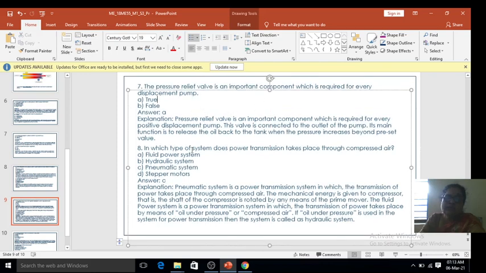Answer is definitely yes. So next question is, in which type of system does power transmission take place through compressed air? He has given four answers: a fluid power system, hydraulic system, pneumatic system, stepper motors. The answer is definitely pneumatic system, because power transmission through compressed air is a pneumatic system.